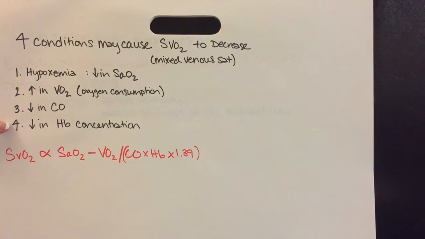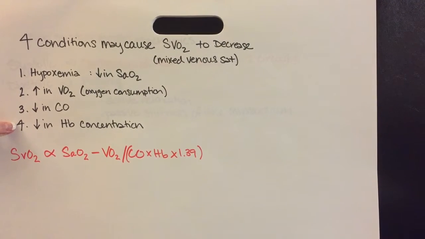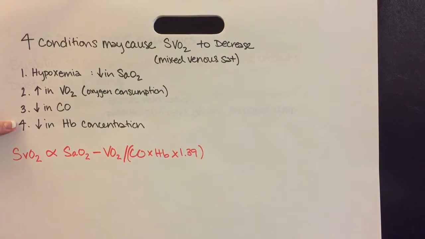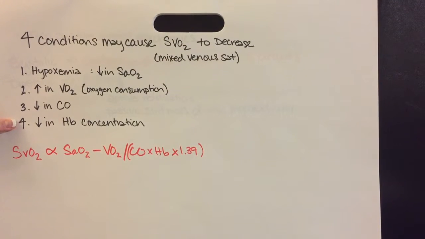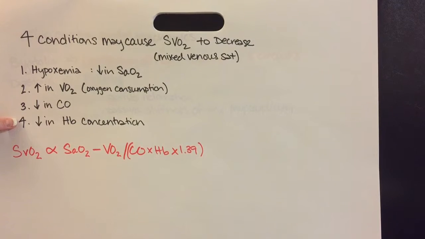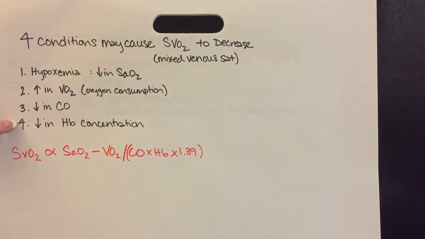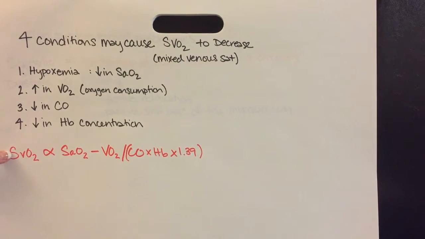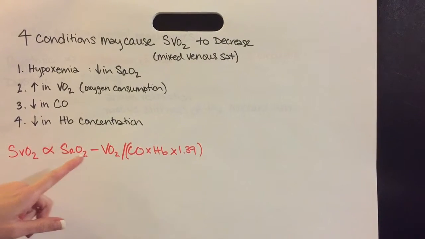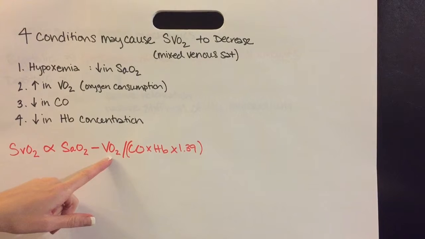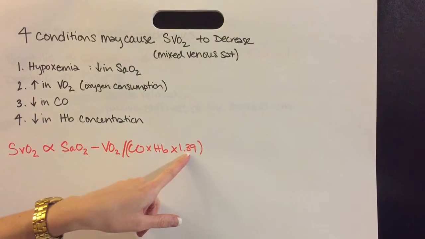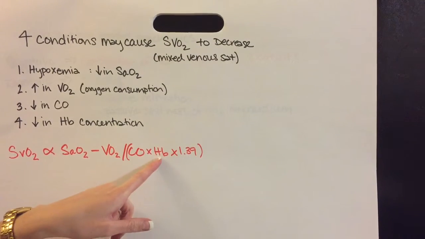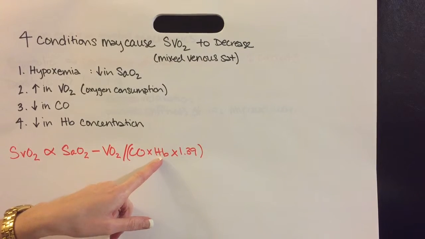This one is often forgotten about, especially in critically ill patients. It can be very important in patients with cardiac compromise, congenital heart disease, or trauma where there's been blood loss. You can see with the relationship of this equation where these different components plug in. This number 1.39 is the number of oxygen molecules per every hemoglobin in the body.